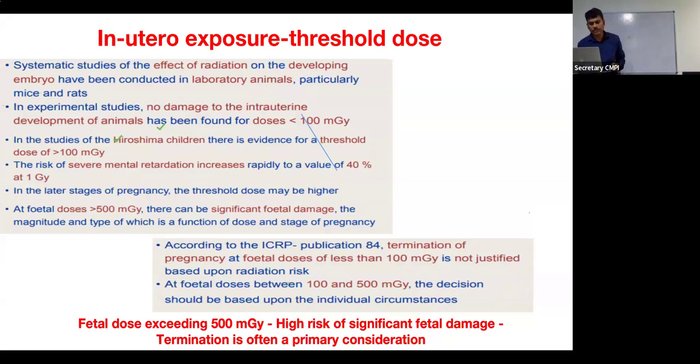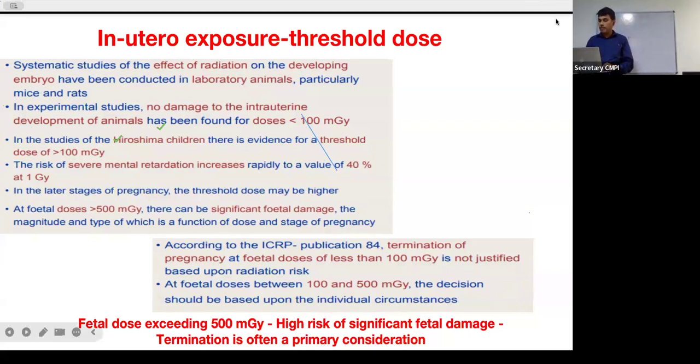In the later stage of pregnancy, maybe you can elevate the threshold from 100 milligray if you are at the fetus period or the last term. A fetal dose greater than 500 milligray can cause significant fetal damage. The magnitude and type of damage is a function of dose and stage of pregnancy.